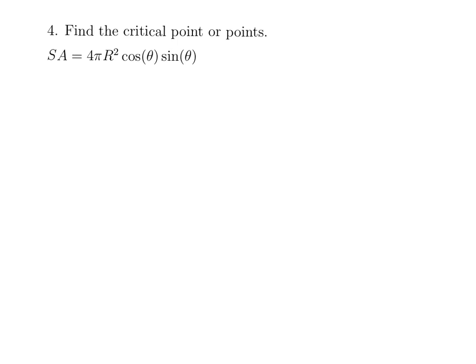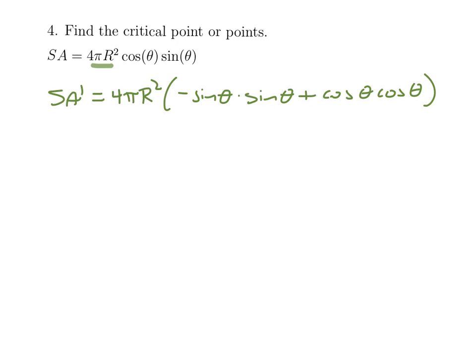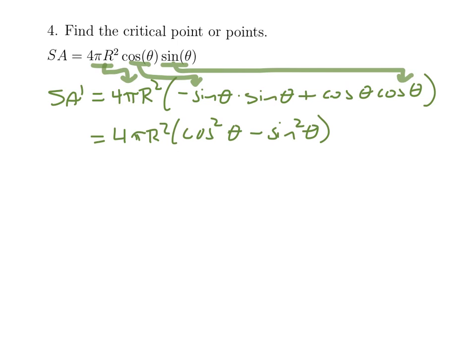Rearranging terms, we get that the surface area is 4 pi r squared times cosine theta sine theta. And we want to remember that the 4 pi r squared is a constant term. And so to find the derivative, we simply need to copy the constant term along and then use the product rule on cosine theta times sine theta. The derivative of cosine is a negative sine. The derivative of sine is cosine. And so we get 4 pi r squared times the quantity, cosine squared theta minus sine squared theta.